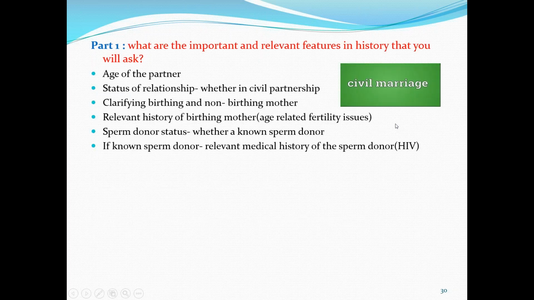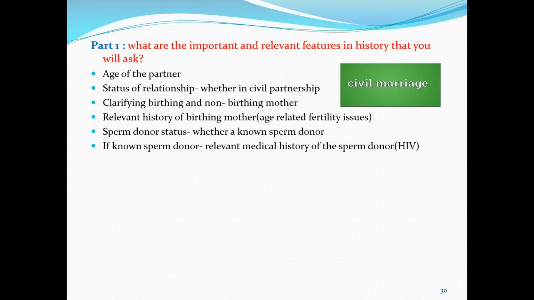So, about the first question, what are the important and relevant features in history that you will ask? You need to ask about the age of the partners. She and her partner, you need to know the age of both. You need to know the status of their relationship, if they are in a civil marriage or not. You need to know if they have clarified who will be the birthing mother and who will be the non-birthing parent.